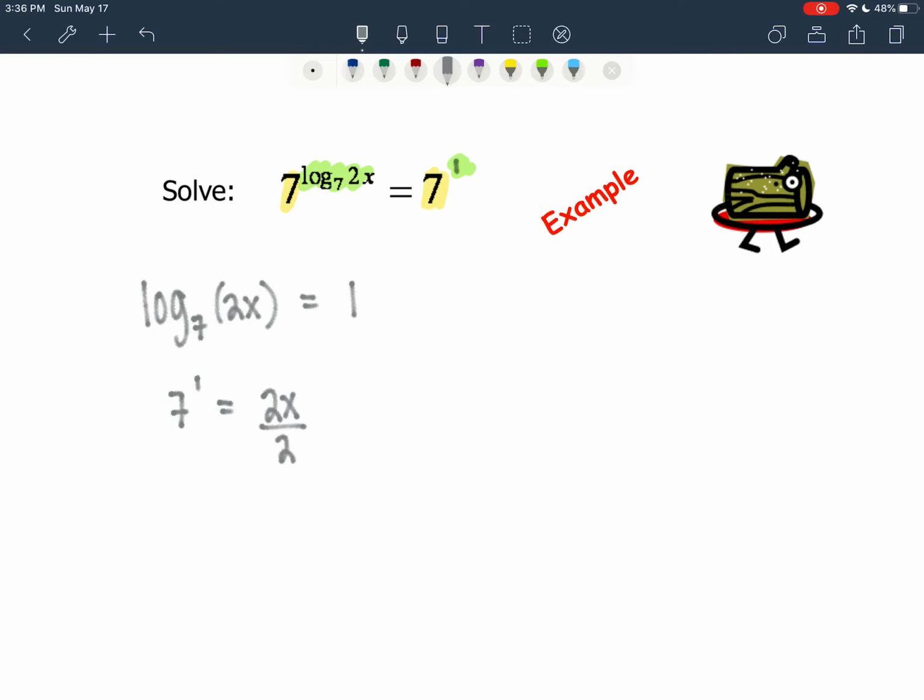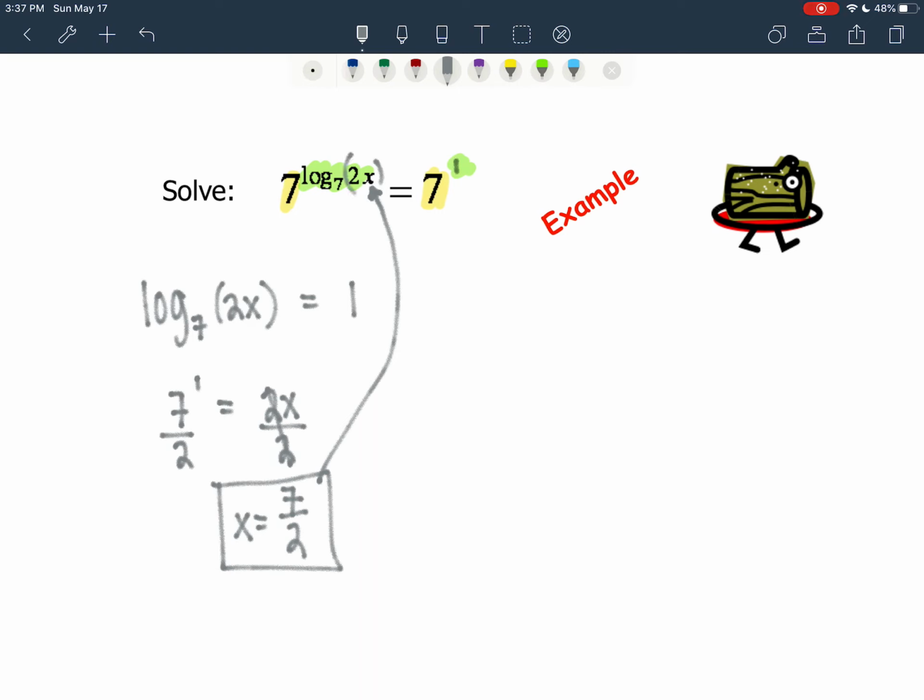We're going to divide both sides by 2, and x equals 7 over 2. Now, x does happen to be in the argument, and if I put 7 over 2 in for x, I'm going to keep that argument positive. Therefore, 7 over 2 is not extraneous. It is a solution.